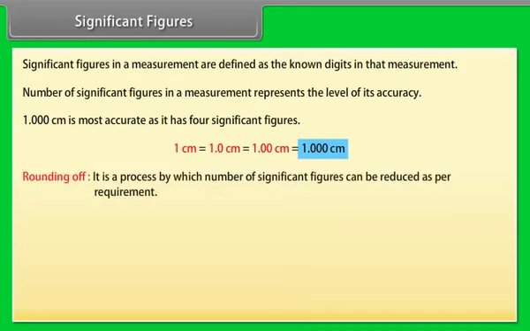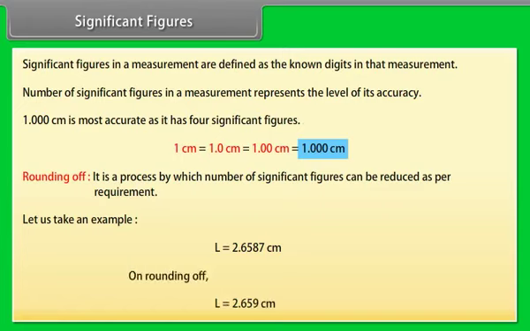Rounding off. It is a process by which the number of significant figures can be reduced as per requirement. Let us take an example. L = 2.6587 centimeters. On rounding off, L = 2.659 centimeters.